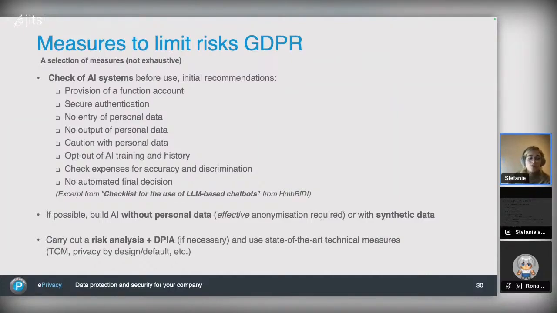One of these is to check if we can use the AI systems without personal data. It might be possible that from our data set, we delete all the data that is considered personal data and only include anonymous data in the AI system, so we don't have the challenges that we just talked about. Another thing, if we do process personal data within AI systems, is to carry out the risk analysis and see what further measures we could implement to minimize the risk of its use.